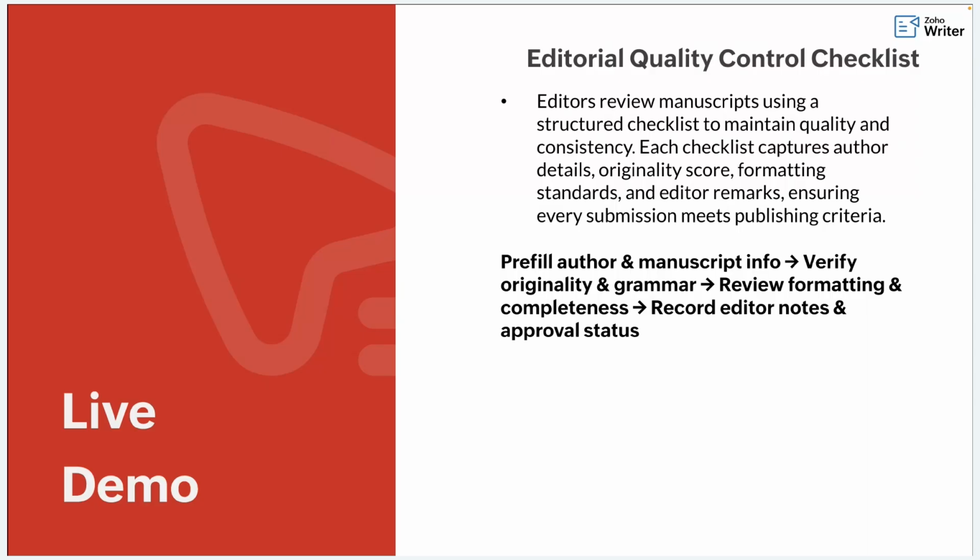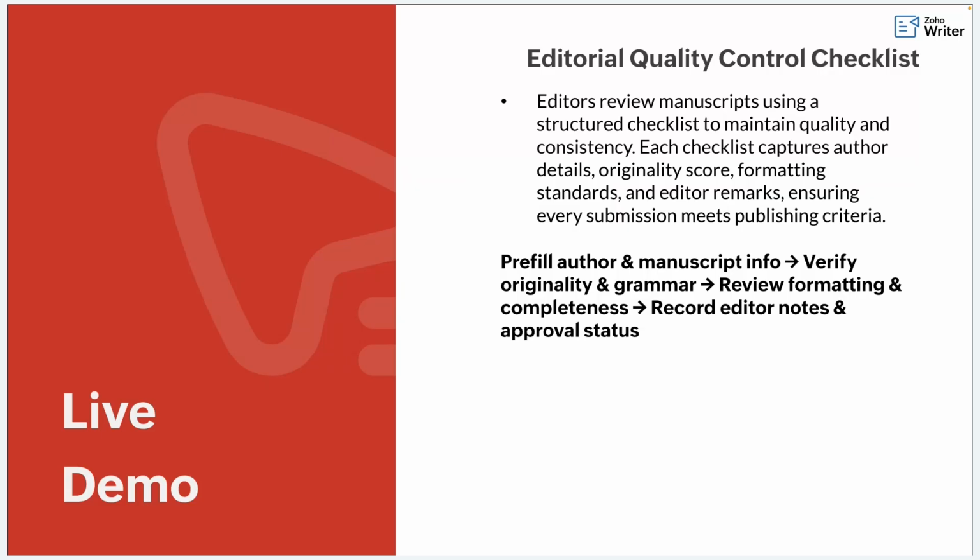The editors also use this checklist to add their remarks, suggest corrections, and record the approval status once the manuscript is ready to move forward. So the entire review process ensures every piece of content that gets published maintains the consistency, tone, and quality expected by the publishing house. So Gautam, can all of this be managed inside Zoho Writer itself?